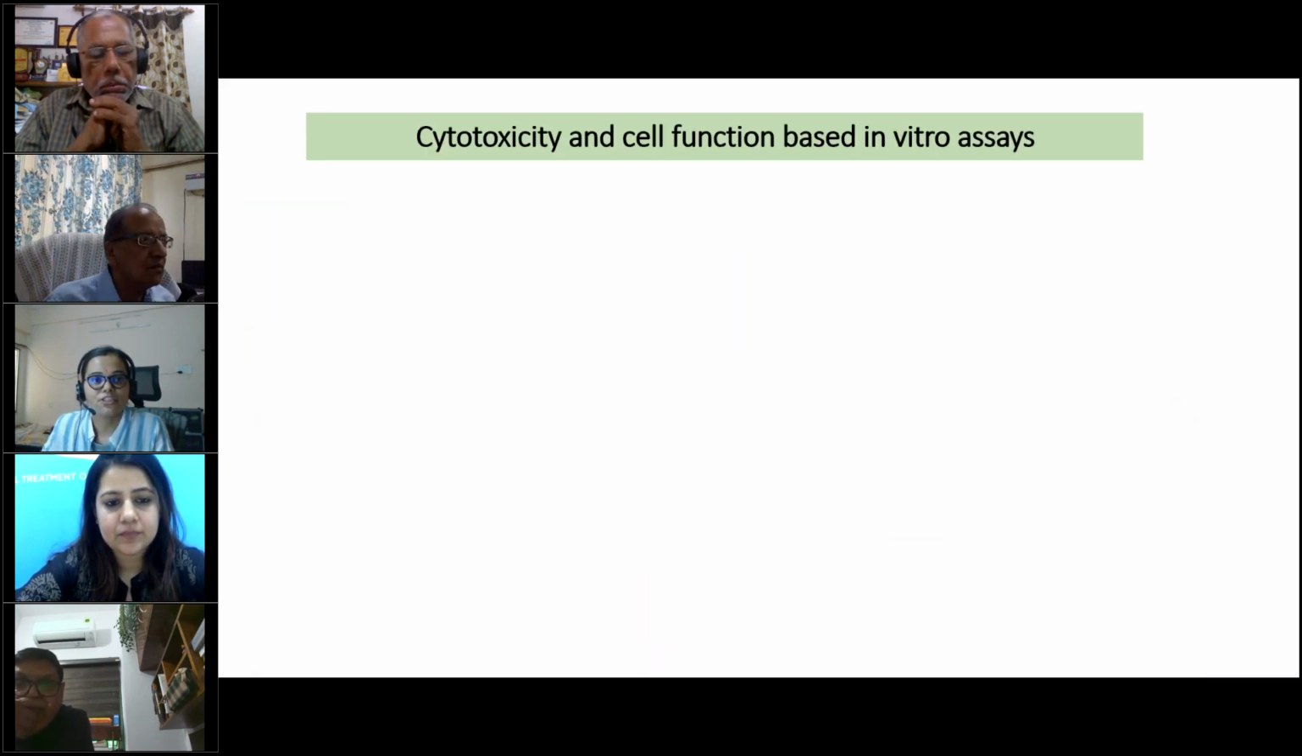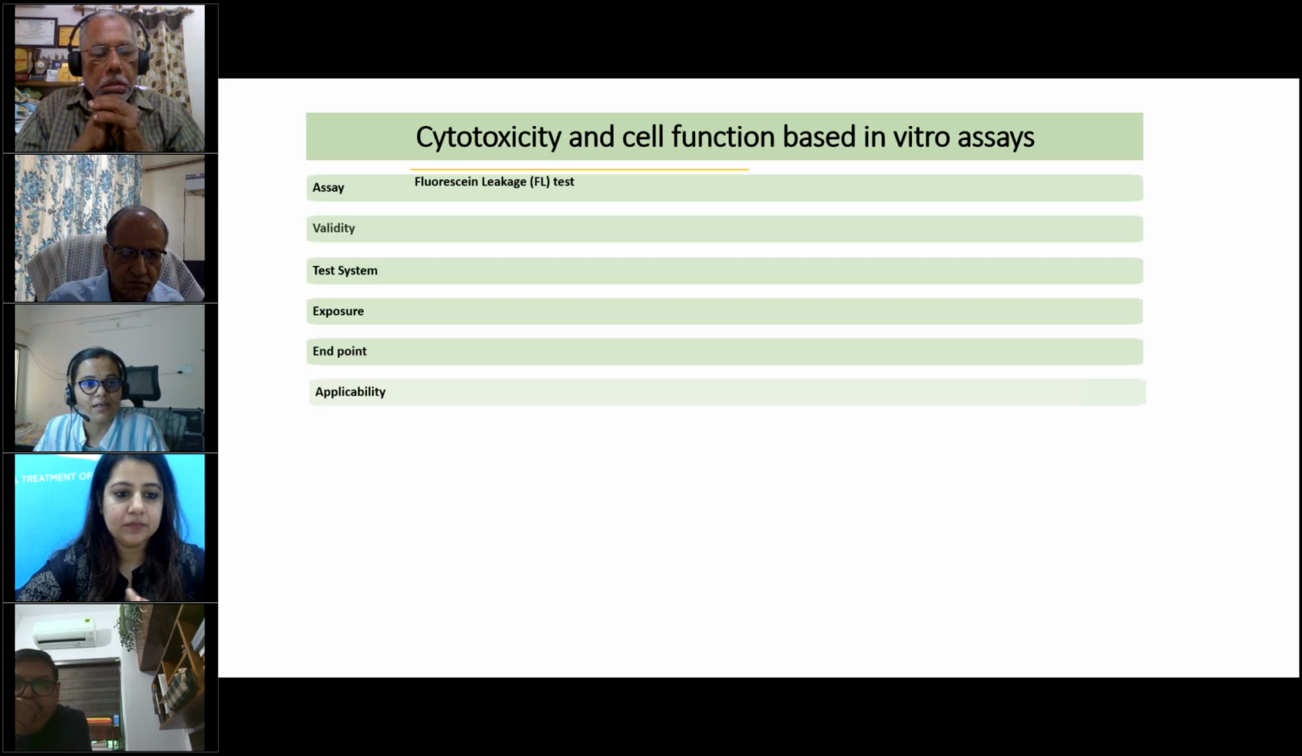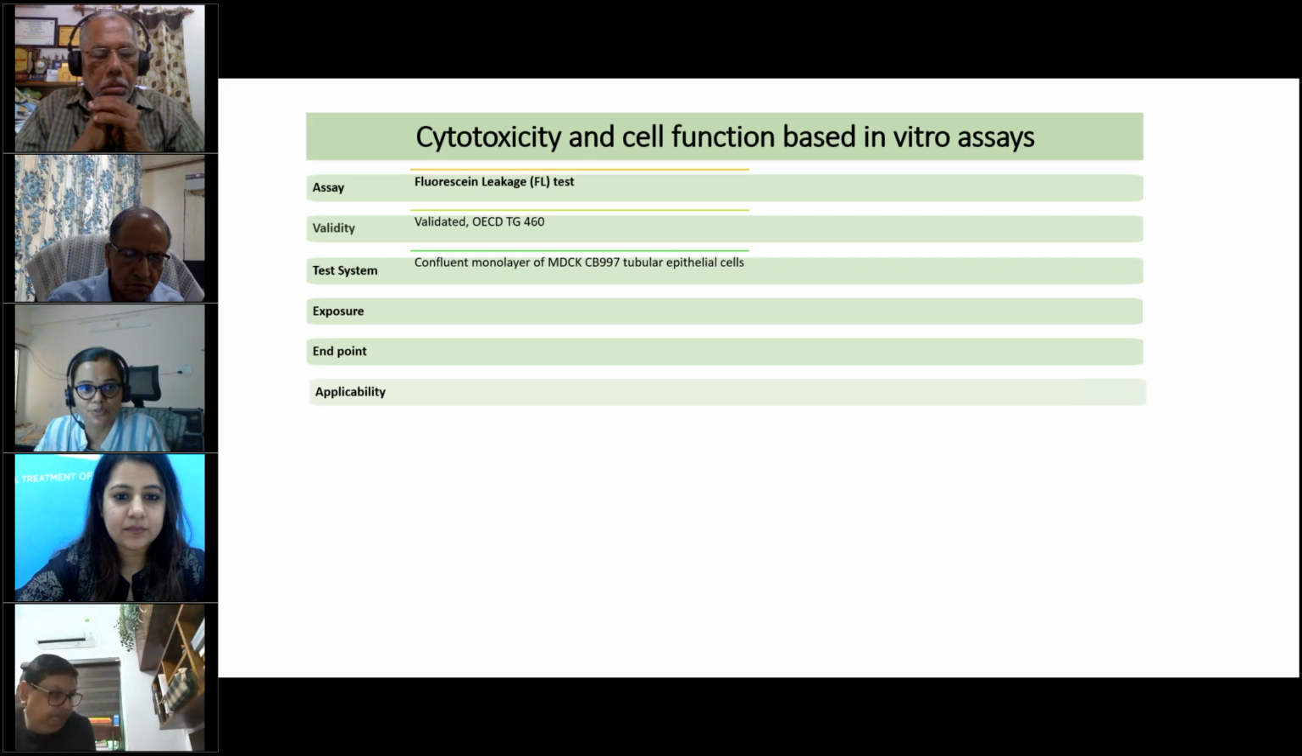And coming to the cytotoxicity and cell function based in vitro assays, simple and robust assays like the fluorescein leakage test and short time exposure test are available for classification and labeling of chemicals. Both these assays are validated. The fluorescein leakage test accounts to OECD guideline number 460. The test system used is a confluent monolayer of MDCK CB997 tubular epithelial cell line.